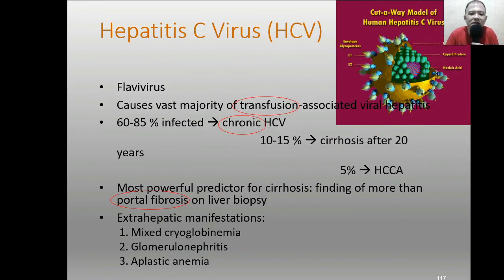Let's go to hepatitis C virus. Most chronic cases, the majority, are in hepatitis C. And it's transfusion or infected needle related. So this is more on the blood. Hep B is more on the sexual means.